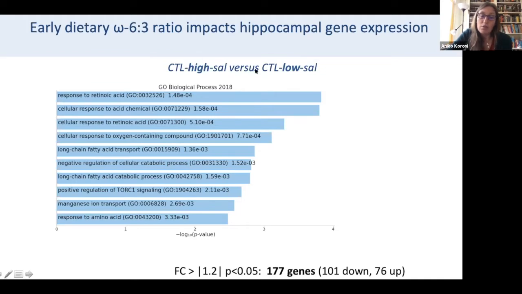But what you see here is simply a comparison of the control animals under the high or the low ratio fatty acid diet. So the low diet, just to remind you, is the one that was beneficial in rescuing the early life stress-induced effects. And what we see here is actually quite a nice confirmation maybe of our dietary intervention. We see several GO terms popping up, and in particular, I would like to highlight the long-chain fatty acid transport and the long-chain fatty acid catabolic processes, kind of indicating that indeed these fatty acids have reached the brain and also change the expression of genes related to their processing.